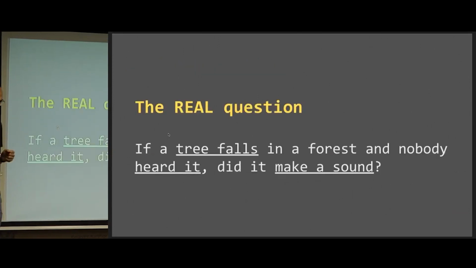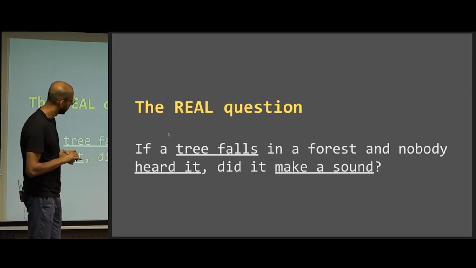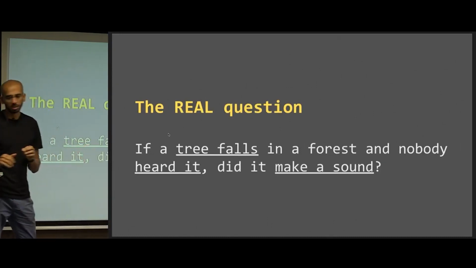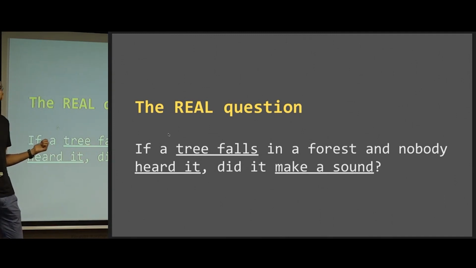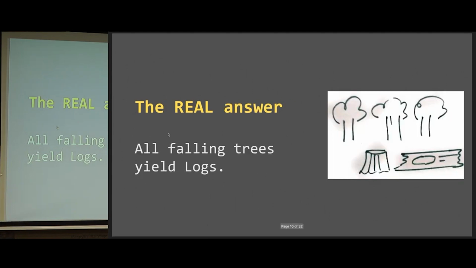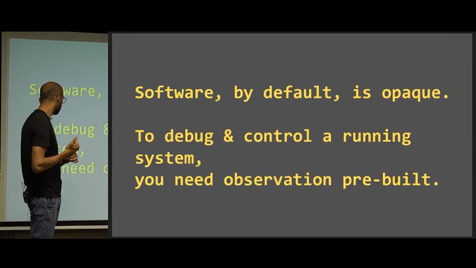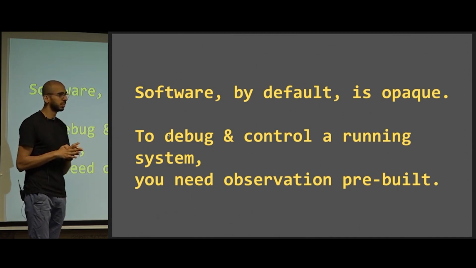The real question, this is what everybody should ask: if a tree fell in a forest and nobody heard it, did it make a sound? Has nobody ever heard this thing? Nobody? Oh, cool. Okay, so anyway, the answer is all falling trees will yield log lines. Software by design is opaque.